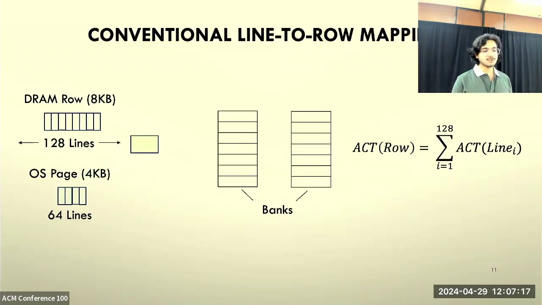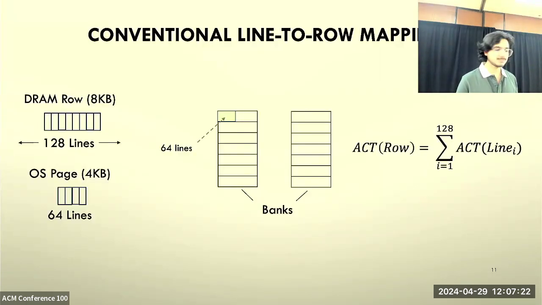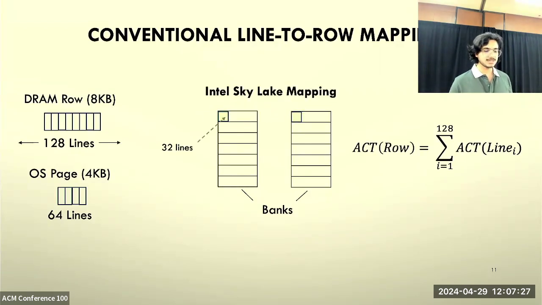You can place a 64 kilobyte page comprising 64 lines in the same row buffer to maximize row buffer hits, right? But you can leverage bank level parallelism by distributing portions of this page to different banks. And this is done in the Intel Skylake mapping that we have studied. So 32 lines from a page reside within the same DRAM row. And crucially, each of these lines can contribute to the activation count of the row if this page is accessed.